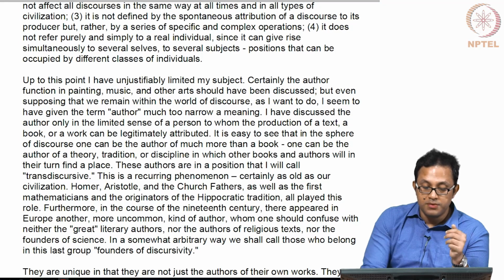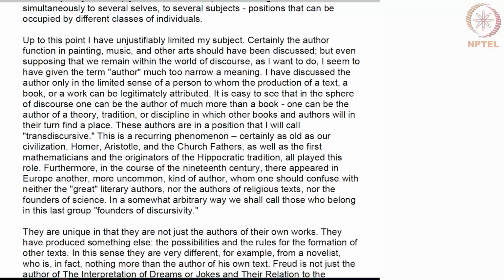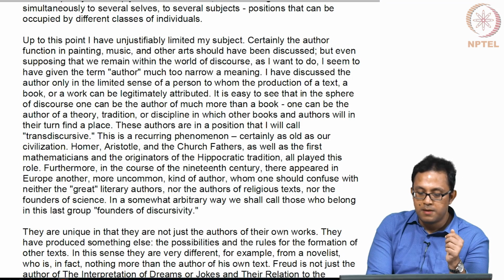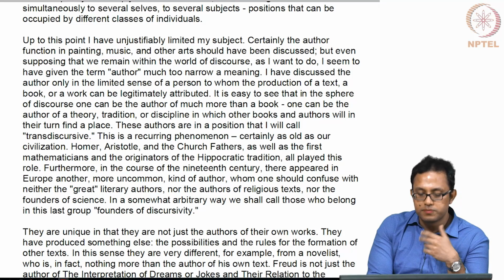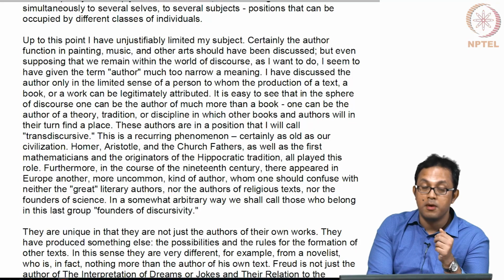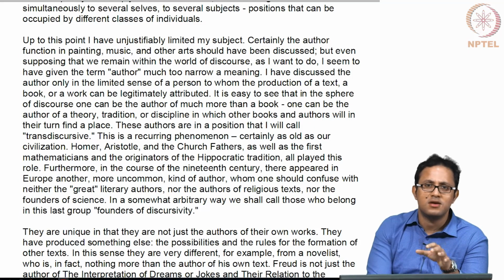Furthermore, in the course of the 19th century, there appeared in Europe another, more uncommon kind of author, whom one should confuse with neither the great literary authors, nor the authors of religious texts, nor the founders of science. In a somewhat arbitrary way, we shall call those who belong to the last group founders of discursivity. Okay, so he talks about another category of authors who emerge in the 19th century in Europe, and we call those authors founders of discursivity, right? And you can think of many kinds of discursivity in operation over here. So discursivity could be racism, discursivity can be politics, biopolitics, ideology, all kinds of discursivity. And we talk about authors who emerged in the 19th century.